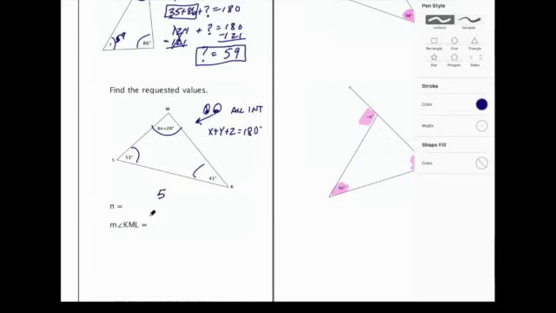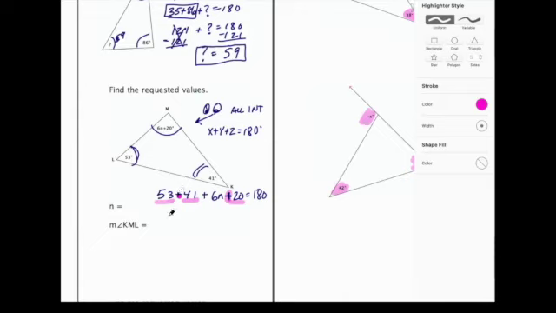So 53 plus 41 plus, so what am I doing? I'm just adding the angles. 53 plus 41 plus 6n plus 20 equals 180. So now I am adding like terms, and pay attention to signs, because one of the problems that we did on the test had a minus in front of one of these, and a lot of people added because they weren't paying attention to that. So pay attention to those signs. All right, so 53 plus 41 plus 20. So I get 114 plus 6n equals 180.